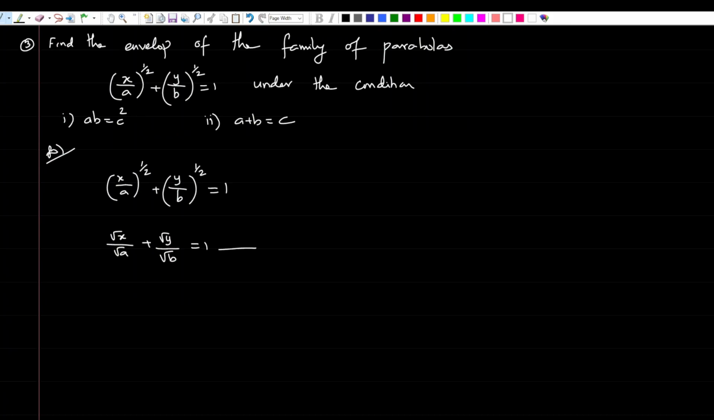Now let me consider this as equation number 1, and our target is here a and b are the parameters, so we have to eliminate a and b, and I am going to solve the first one with respect to the condition ab equal to c square. So differentiate equation number 1 partially with respect to a.